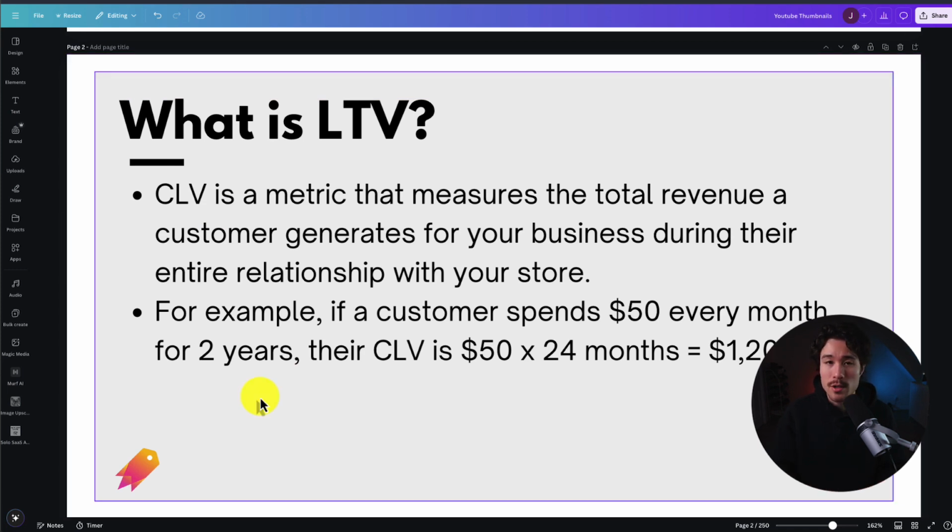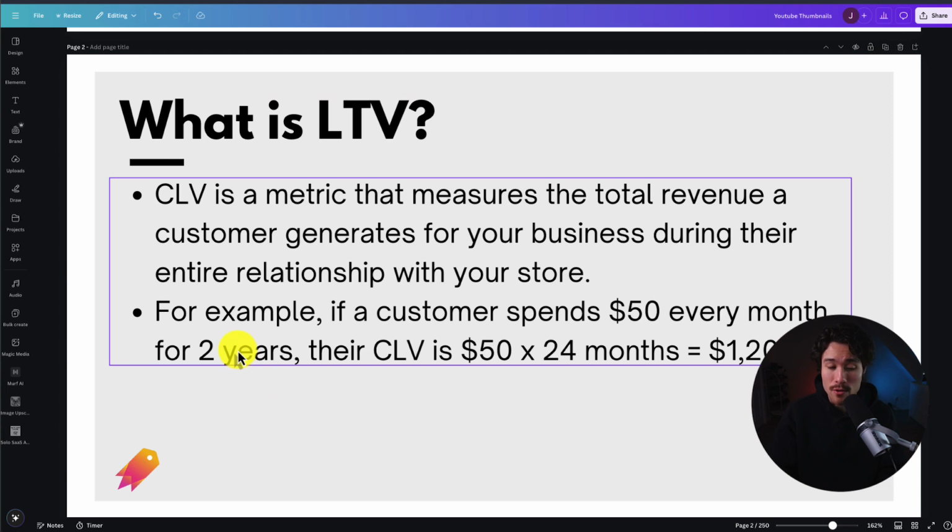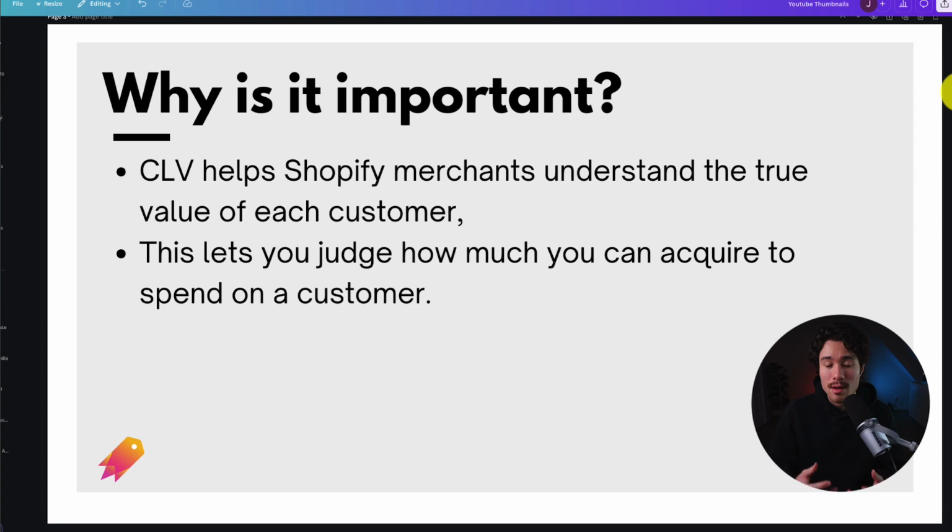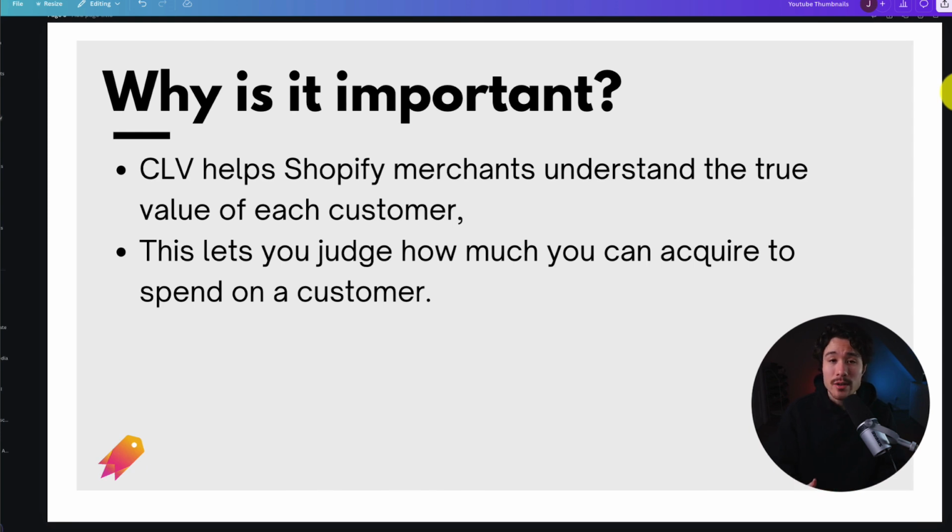The easiest way to explain this is with an example. So if a customer spends $50 every month for 2 years, their CLV, or customer lifetime value, is $50 times 24 months, so it's about $1,200 in total. This is important because it allows you to understand the true value of each customer. And from there, you can really understand how much you can actually spend to acquire a customer.